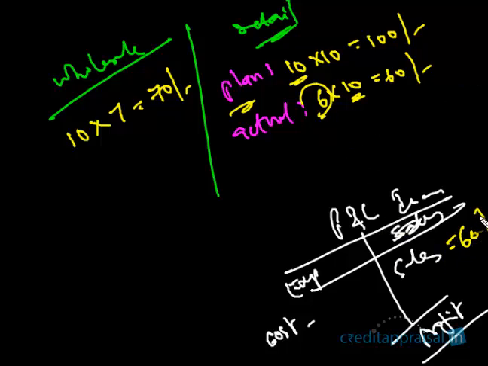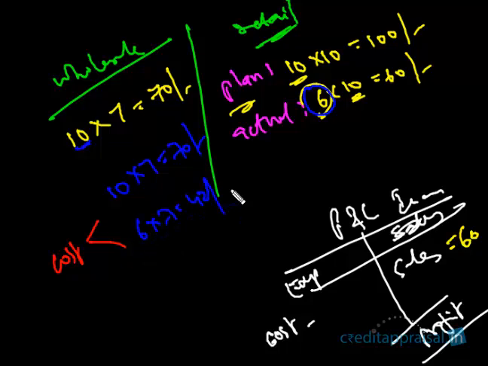The question is, what is the cost to be taken? For cost, there are two things you can do. One, you can take the cost of all the 10 kgs which is purchased, 10 into 7, 70, or only the cost of the 6 kgs which is sold, 6 into 7, 42. So which is the correct way?